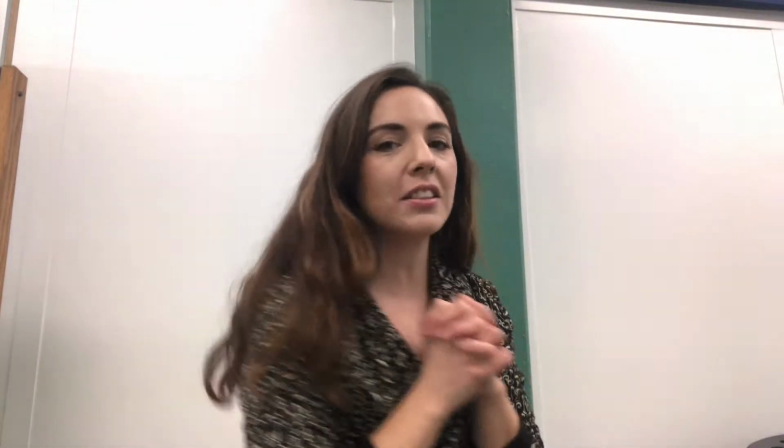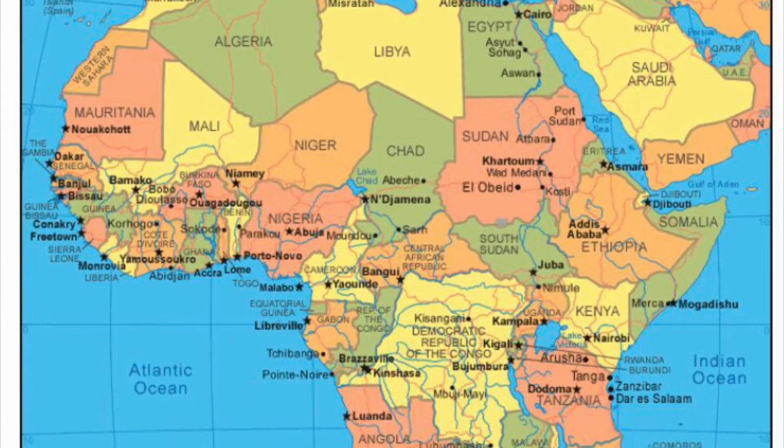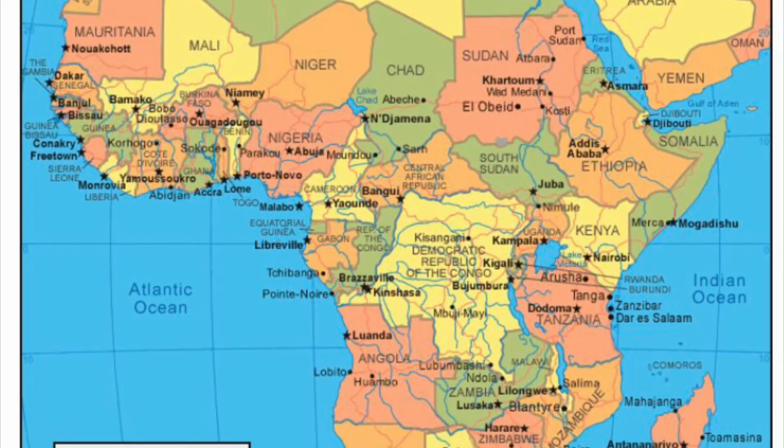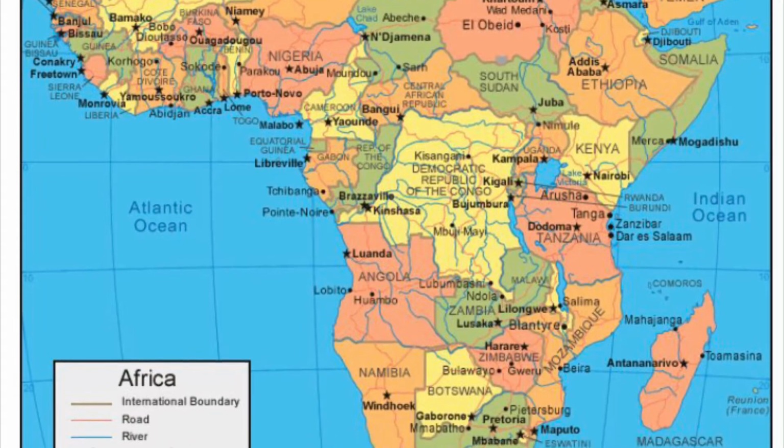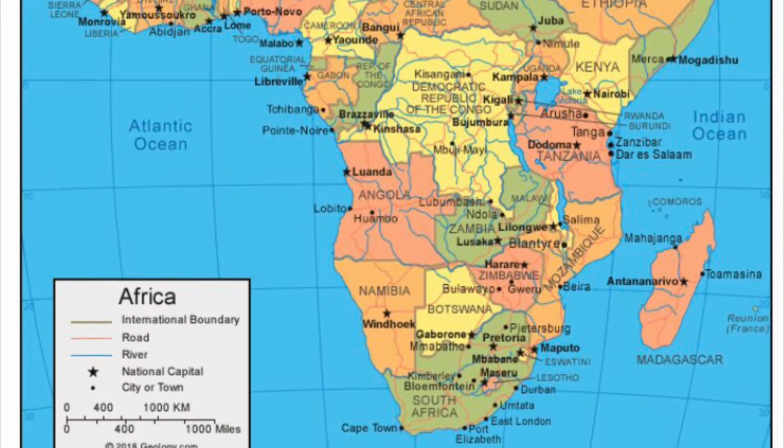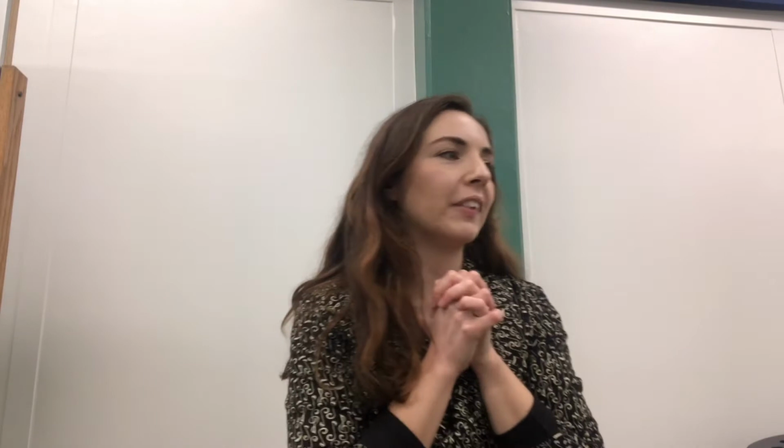Today we're going to continue our trip around the world and our next stop is, drumroll please, Africa. So we're going to be going to the continent of Africa. This is a map of the continent of Africa, and as you can see, it's a large continent with many countries. Early African music had a very large influence on Caribbean and Latin American genres that we know today.